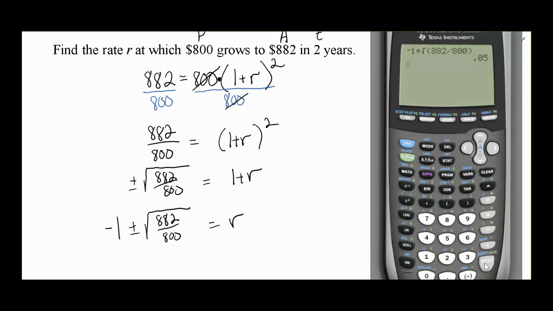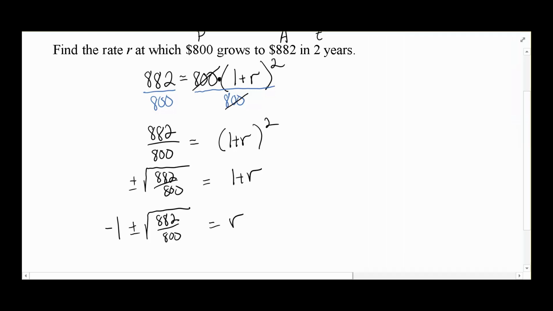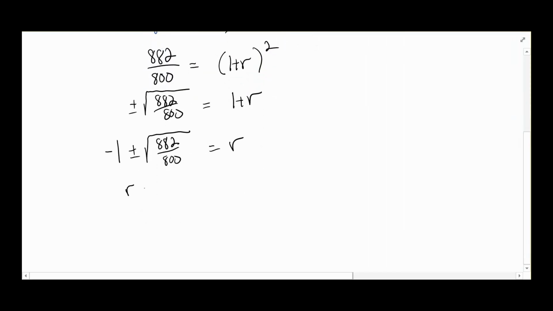And we get an answer of 0.05, which I'll jot down in a second. But we have to do the minus part of the plus minus as well. So if instead of plus I have a minus, then that's negative 2.05. So those are my two possible answers: 0.05 and negative 2.05.